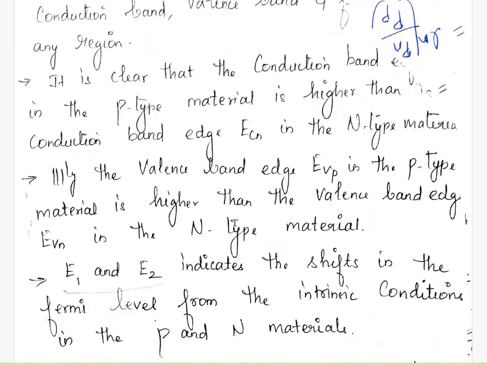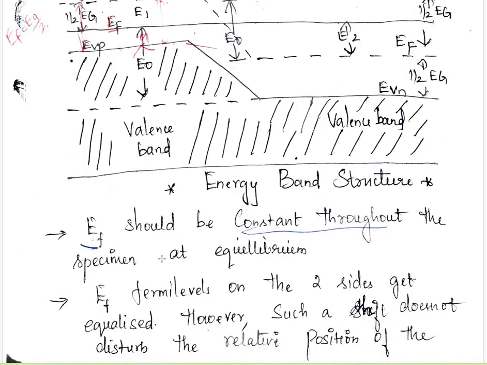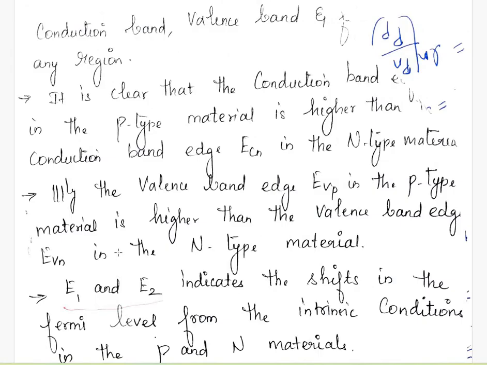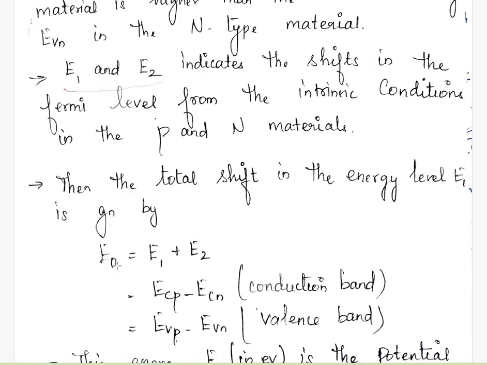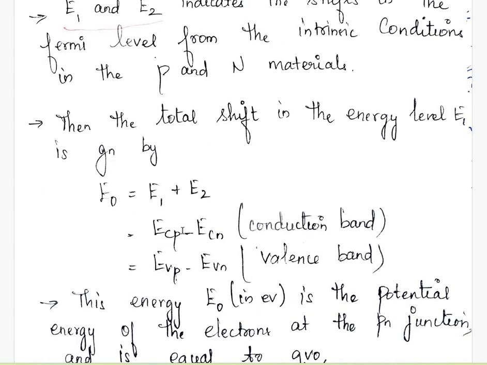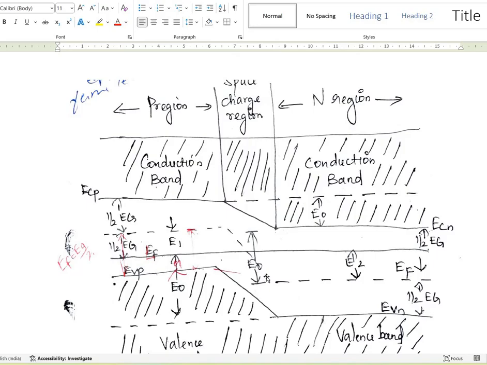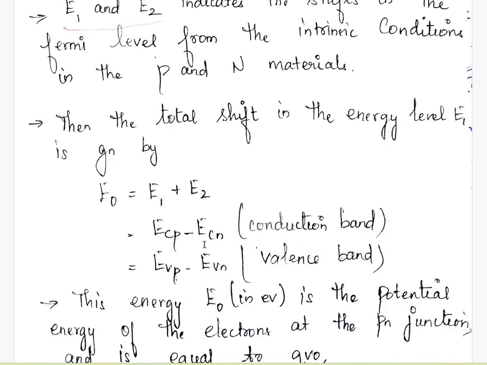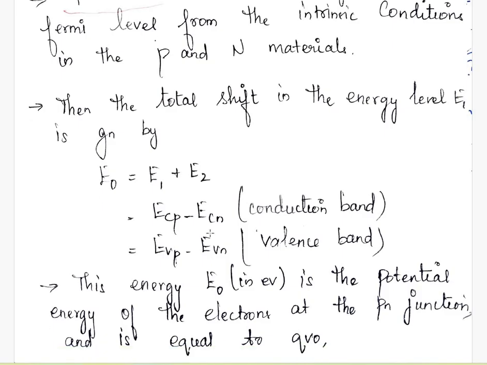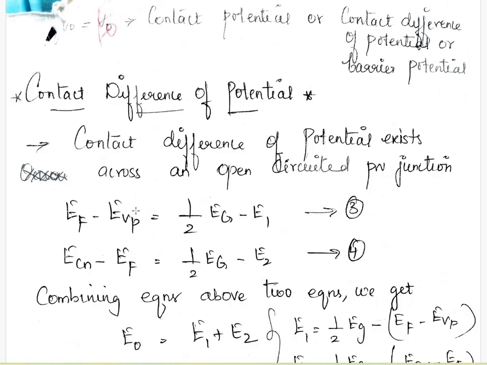So we start with the derivation. EF should be constant throughout the specimen, the Fermi level at equilibrium, the same EF for the two sides. So E naught equals E1 plus E2, as we have in the diagram. And that equals ECP minus ECN, equal to EVP minus EVN on the valence band side. This energy E naught is the potential energy of the electrons at the PN junction and is equal to QV naught. E naught equals QV naught.